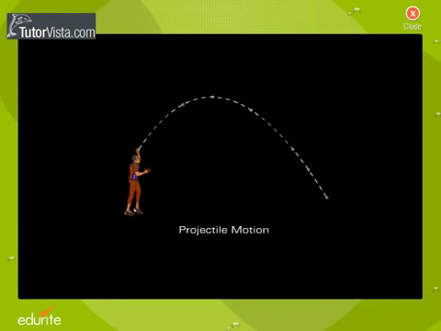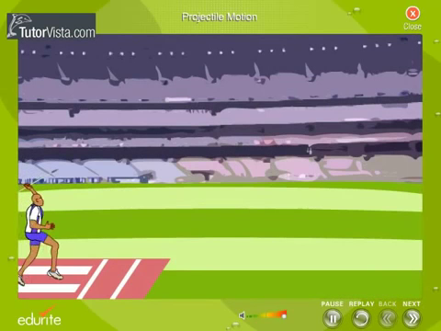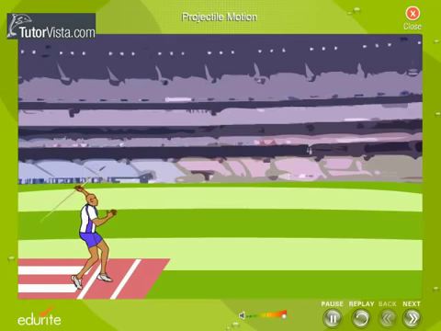Projectile motion. Observe the athlete throwing a javelin. The javelin follows a curved path and lands on the surface of the earth.